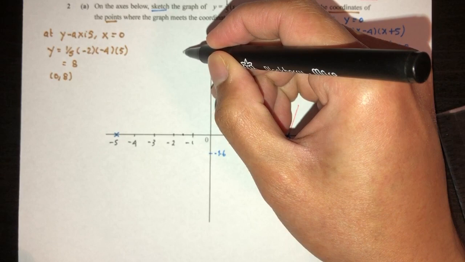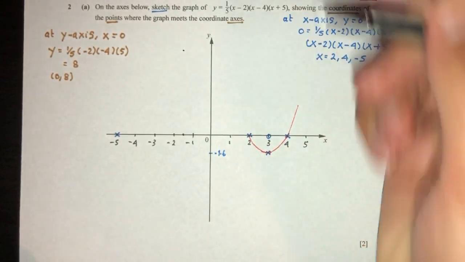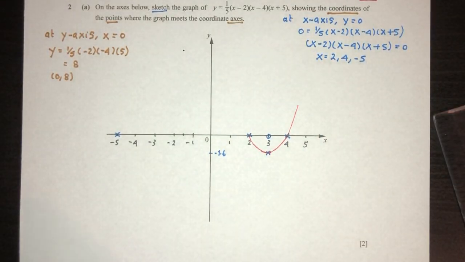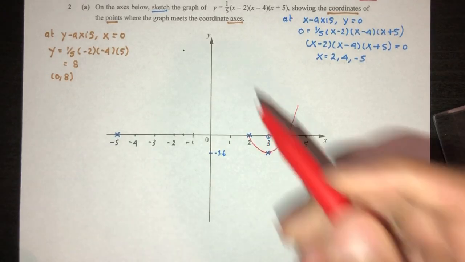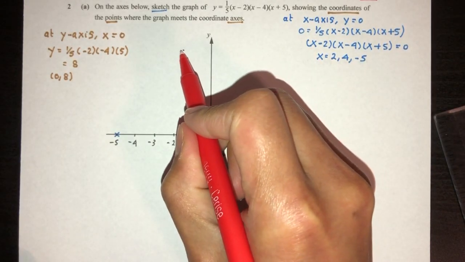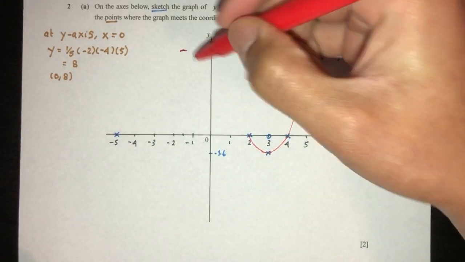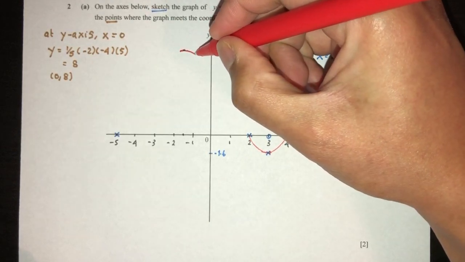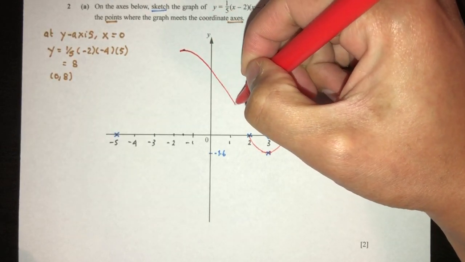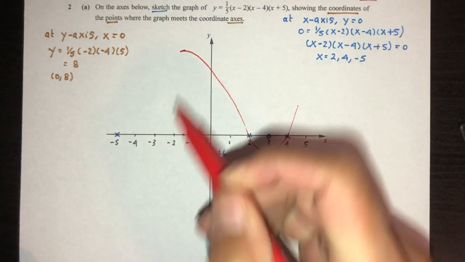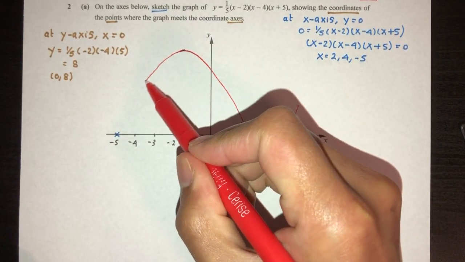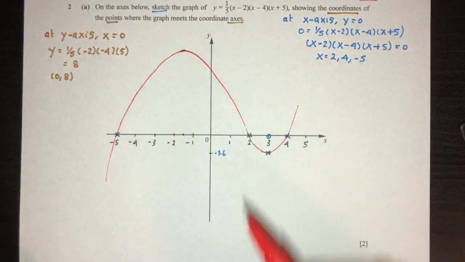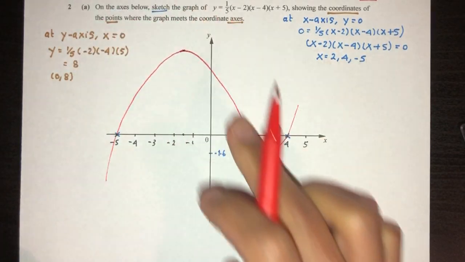So the value here should be somewhere around here. It doesn't need to be exact, it's only a sketch. So let's say somewhere about here. So basically now we need to join the graph. This is the max point, for example, and this has to be joined here, and this has to join this one. Okay, so as you can see, this is your cubic graph.